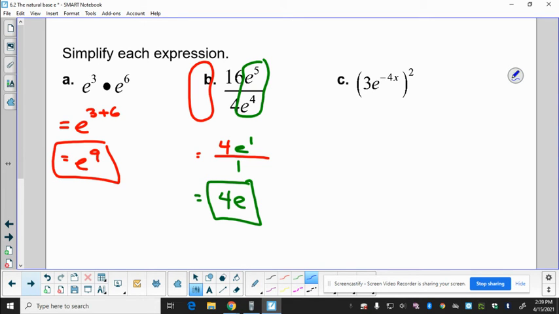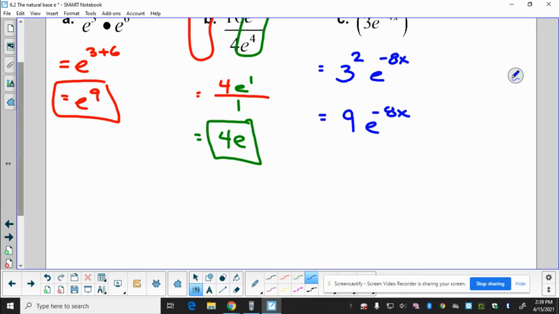How about part C? This is the power rule, isn't it? So what we need to do is apply that exponent to everything. So 3 squared is 9, e to the negative 8x. But that's a negative exponent, isn't it? So what we want to do is think of this in terms of a fraction. So this will be 9 over e to the 8x.